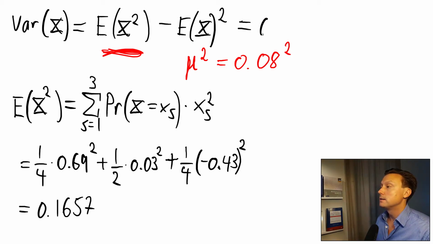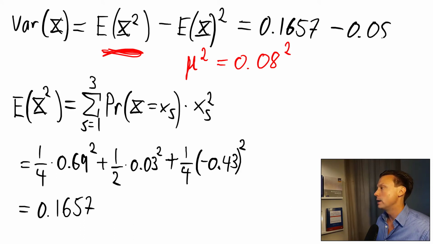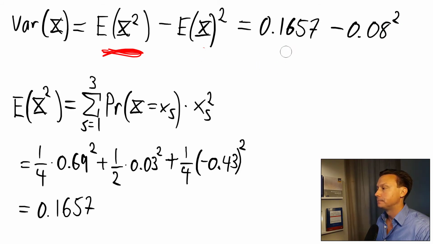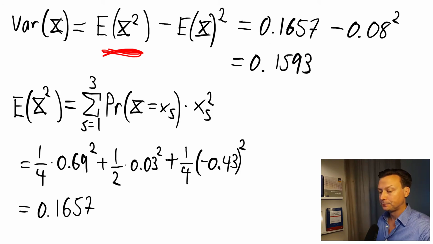So let's put this into the variance expression that we had. This means that it's 0.1657 minus 0.08 to the power of 2. I'm just going to erase this one so we can put in the last bit here. If we put this into our calculator, we get that the variance is equal to 0.1593. All right. So that means the average square deviation from what we expect is around 0.16.